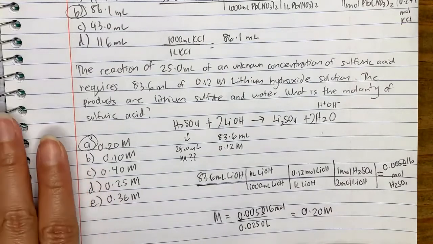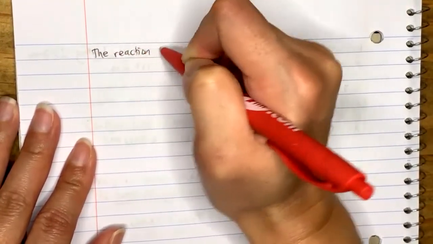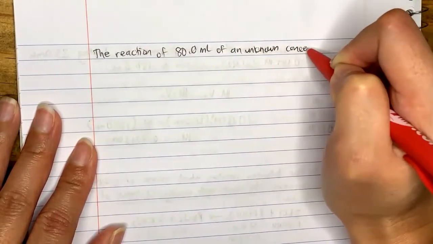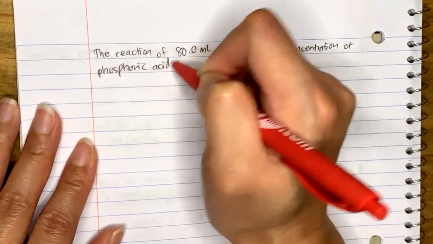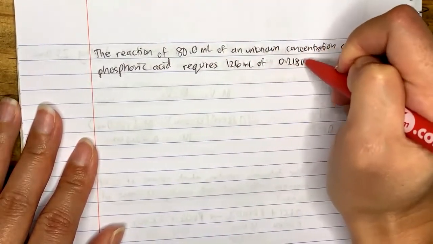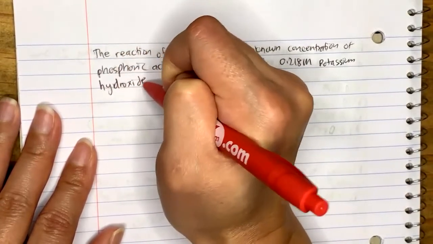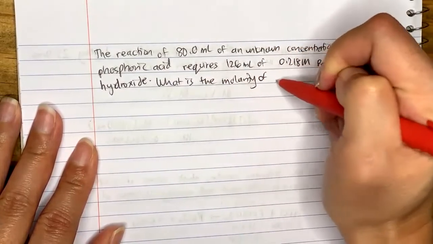Okay, so let's go ahead and do one more. Really, I just want you guys to practice naming and balancing equations. So this next one that we want to do: the reaction of 80.0 mils of an unknown concentration of phosphoric acid requires 126 mils of 0.218 molarity potassium hydroxide. Okay, what is the molarity of phosphoric acid?